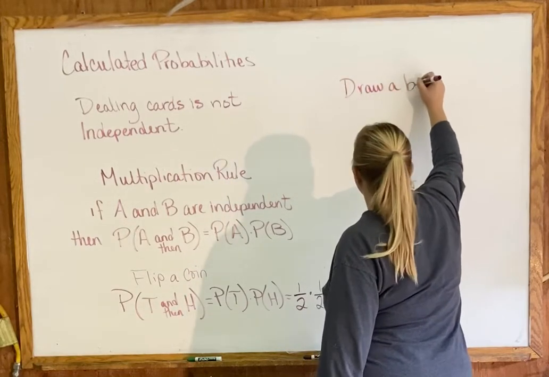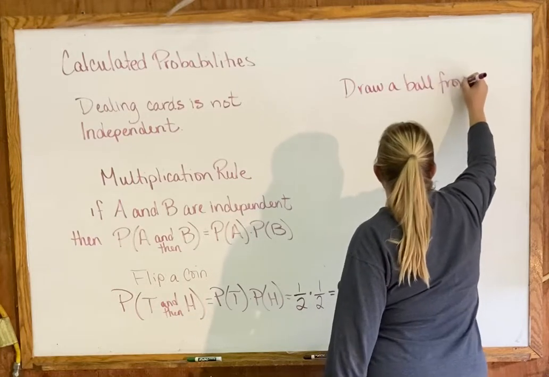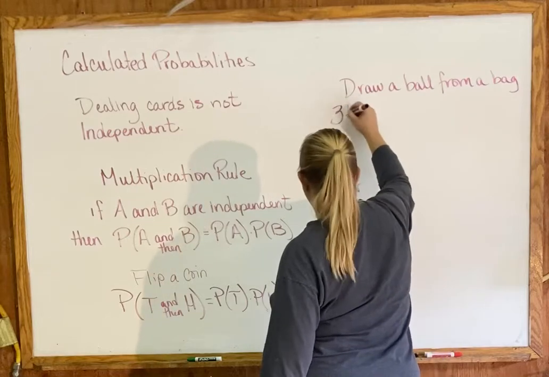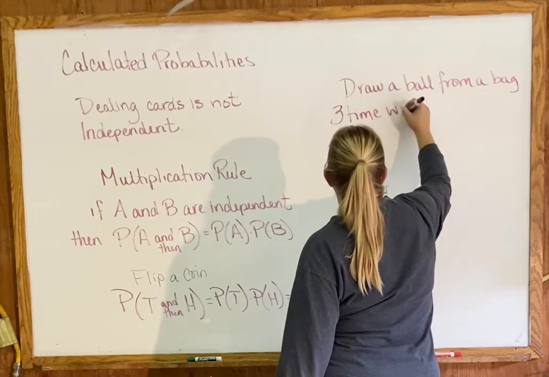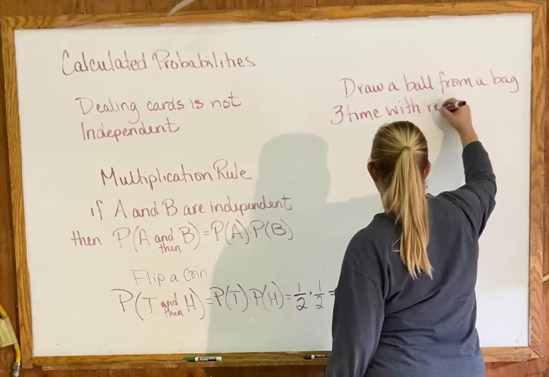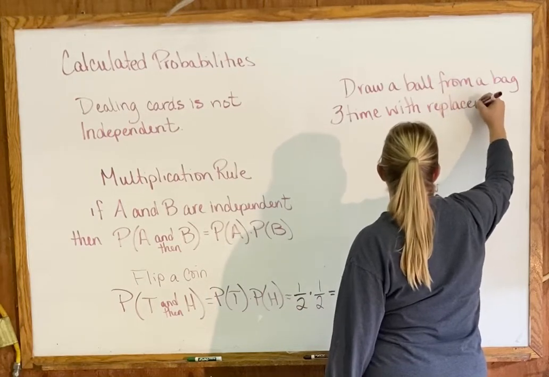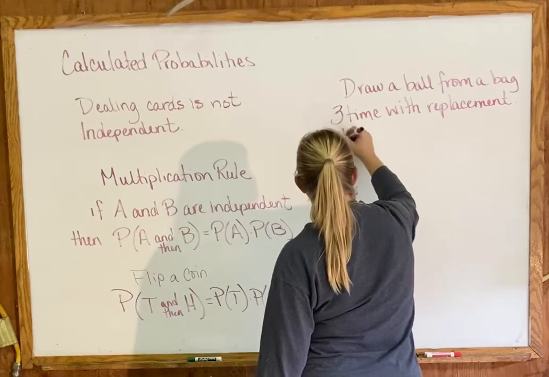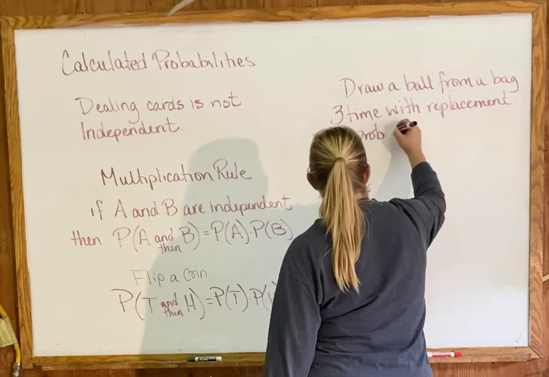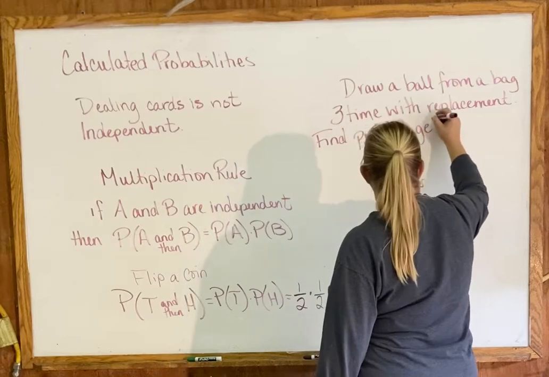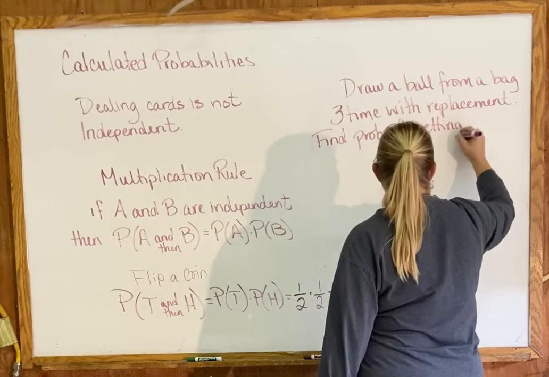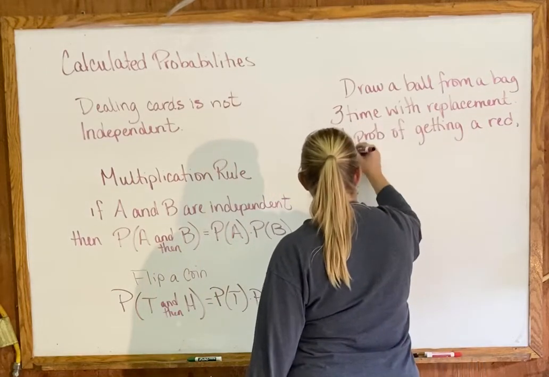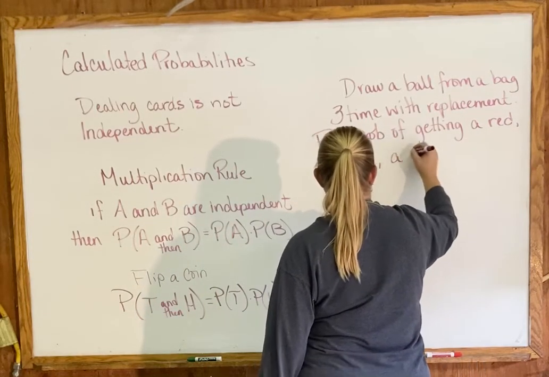Draw a ball from a bag 3 times with replacement. Find the probability of getting a red, a blue, and a red.